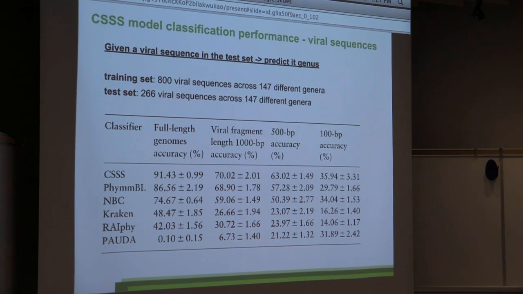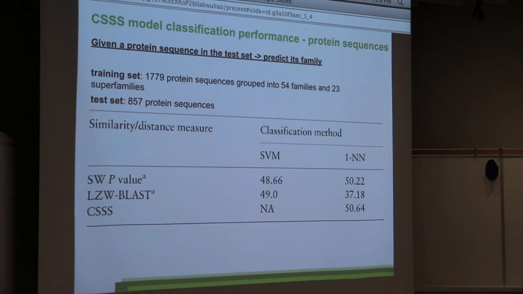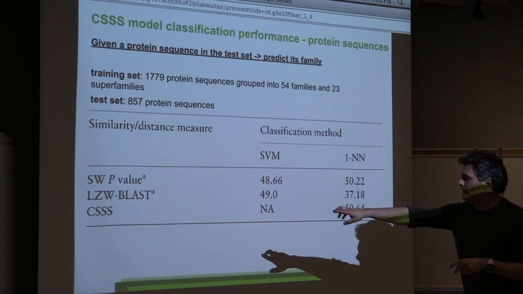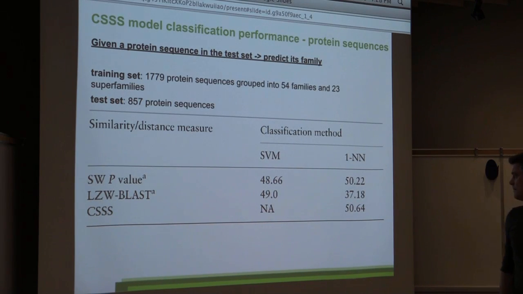We found that our model is more accurate than most, if not all, of the state-of-the-art models out there. We've tested it also on metagenome data, 759 bp in length on average, and we were trying to predict the phylum, and we also found overall that it was better than the models we compared to. And we also used it to predict the family for protein sequences, and we have shown that a similar model that uses the compression-based measure with BLAST improved the accuracy by more than 13%.